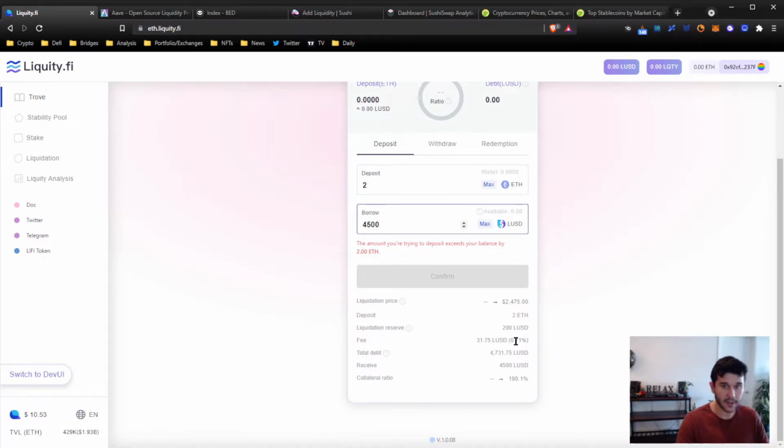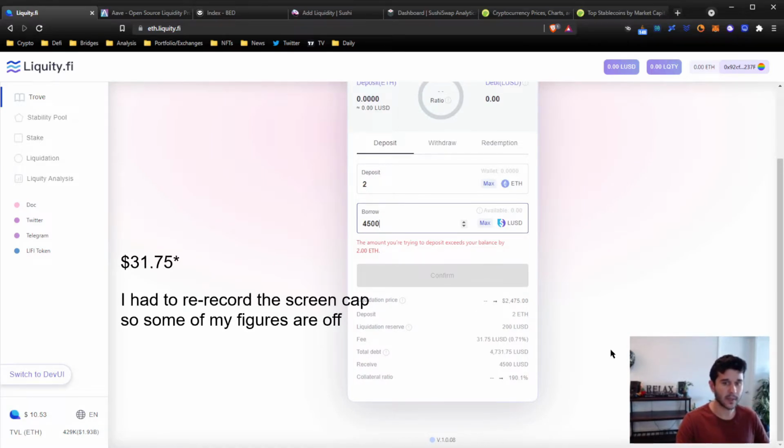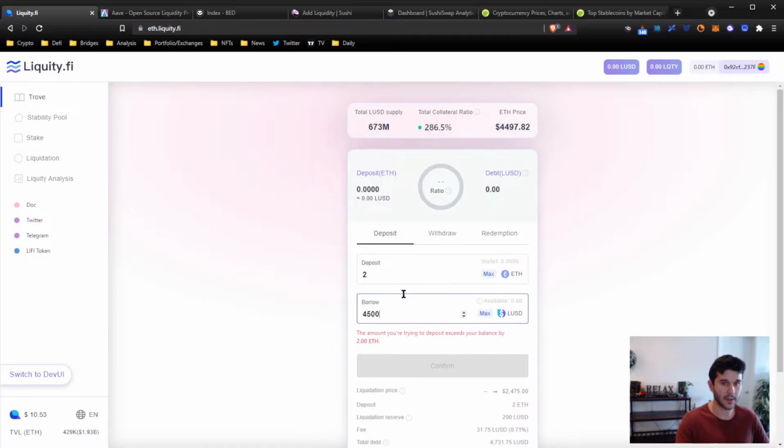You'll see a fee here. One-time fee of $34.71. One of the unique things about Liquity is there's no interest rate, so you can hold this loan open for as long as you want, and you don't have to worry about accumulating interest that you have to pay. So that's really nice.